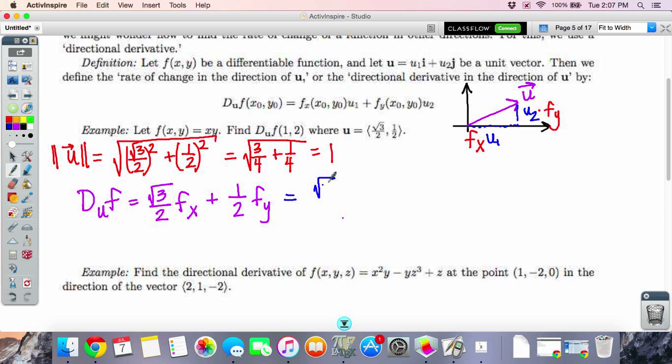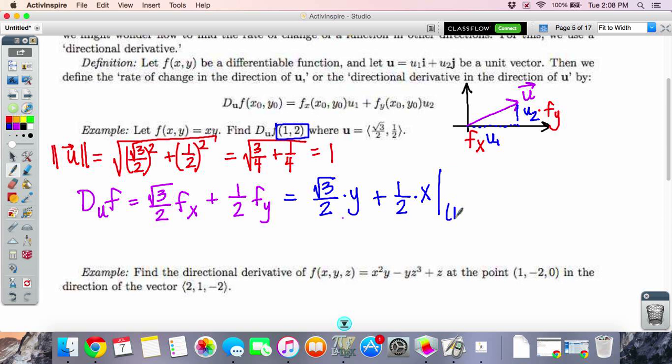So my x component of the vector times my x partial derivative. Now in this case, the partial with respect to x is just y, and then my y component times the partial with respect to y, which is just x. So this is my directional derivative, but this is just a function right now. This is a function for my partial derivative, and you'll notice in this case we actually have a point to evaluate.